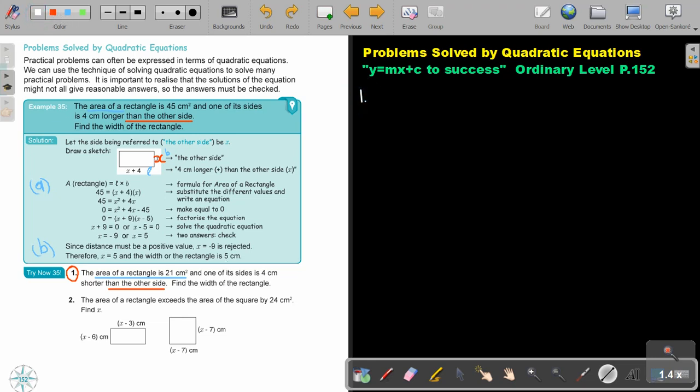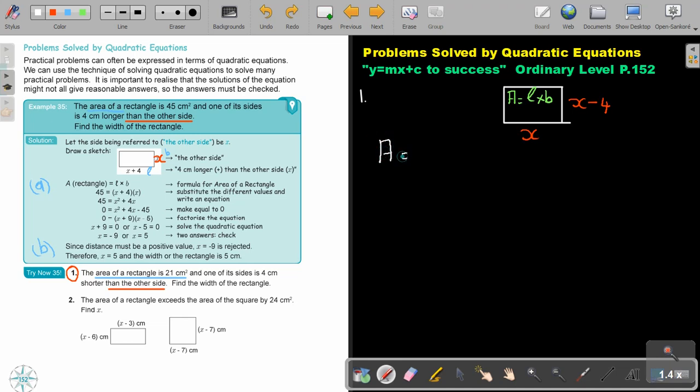This is number 1. Always, if they talk about a rectangle, just make a picture of a rectangle. There's your rectangle. Now they say one of the sides is shorter. In this case, they refer to the other side. But because this one is shorter, I will take the longer one as x, and the shorter one is 4 centimeters shorter. Then I can even write here, how do I find the area of a rectangle? Length times breadth.